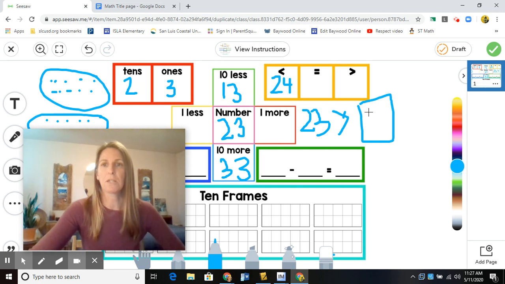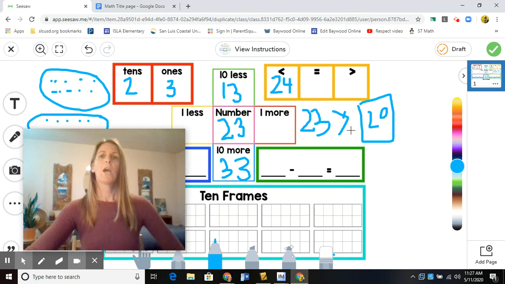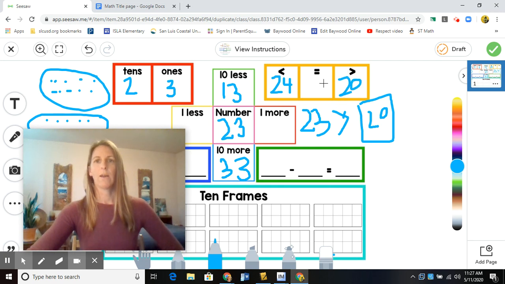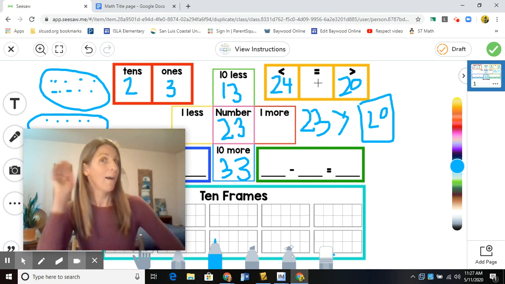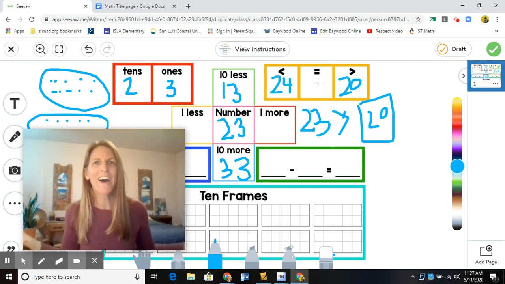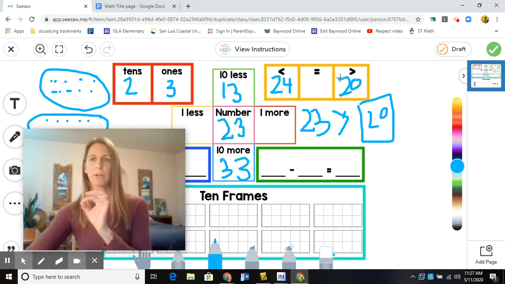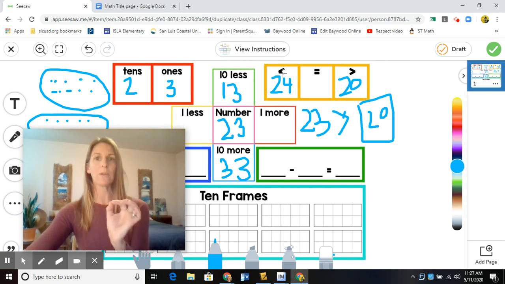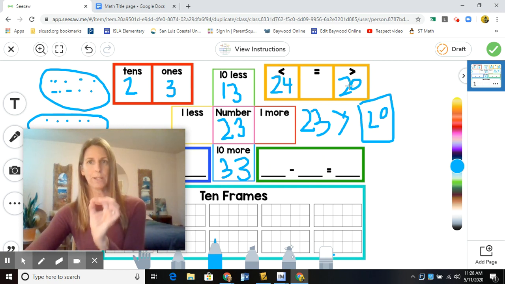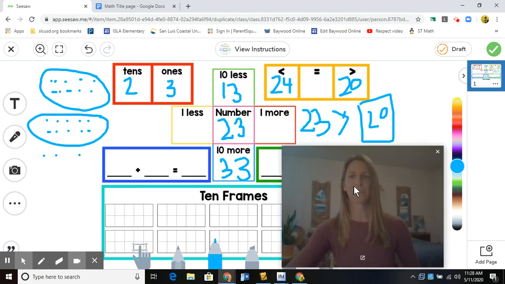I think I'm just going to write down the number 20. 23 is greater than 20, so I'd put a 20 right here. Now right here, the equal sign, 23 is equal to what? Oh yeah, 23. They're the same number. 23 equals 23. Okay, so this is this part up here. Remember, less than, 23 is less than some number, and 23 is greater than some number.